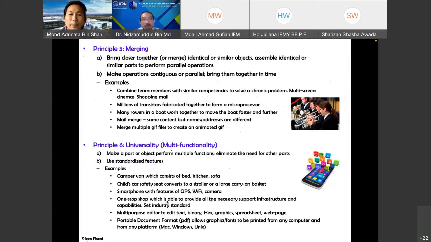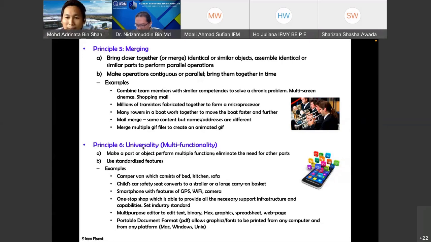Number 5, merging. So you merge whatever problem you have. If you have inventive principle number 5, you need to think about merging. Bring close together identical or similar objects. Assemble identical or similar parts to perform parallel operations. So this is merging, combine team members, something like that for management. Last, universality.